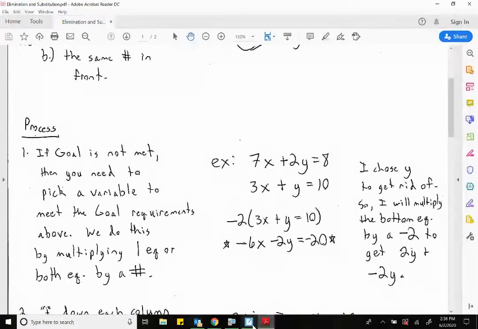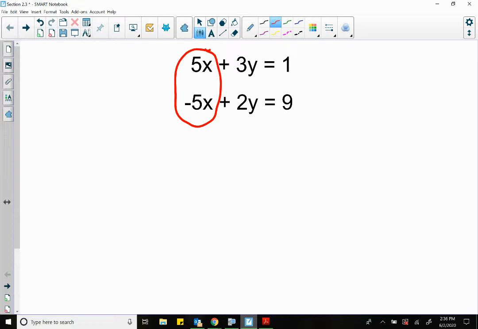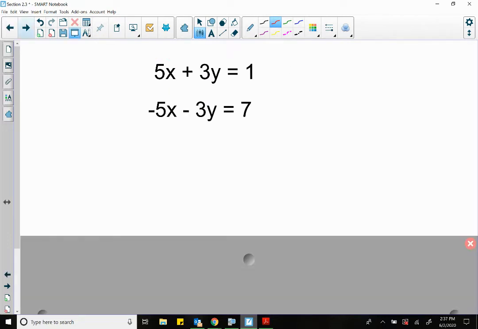So let's talk about this problem and look at what's going on. Is the goal met? Do I have one positive, one negative, and both the same number? Absolutely. Right here, I have one positive, one negative, and both have 5. So the goal is met. We can go through it. Let's take a look at another one. Is the goal met here? Again, yes, it is. Look right here. I have one positive, one negative, and they're both the same number.